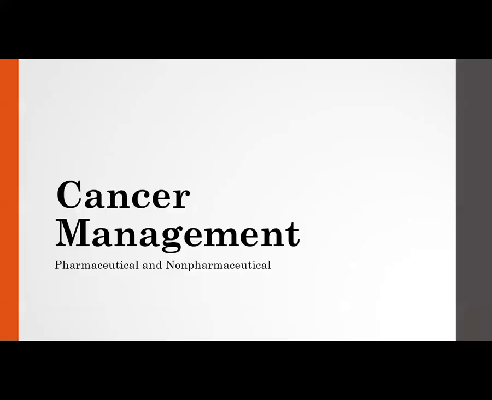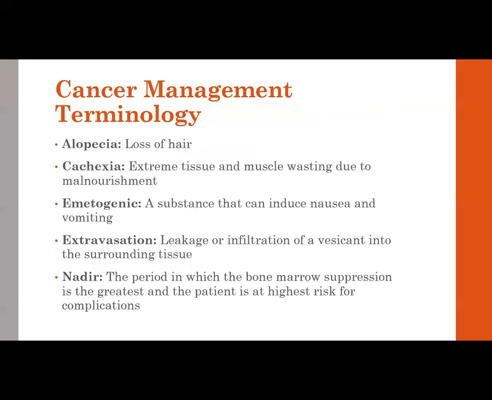Okay, so now we've got our cancer management. These are our pharmaceutical and non-pharmaceutical treatments. Once again, these are just general terminology for our management of cancer. We've got things like alopecia, loss of hair, and nadir, which is the period in which the bone marrow suppression is the greatest and the patient is at the highest risk for complications. So we've got all kinds of different terms that might help you as we continue.